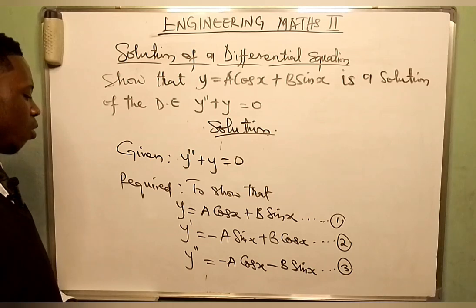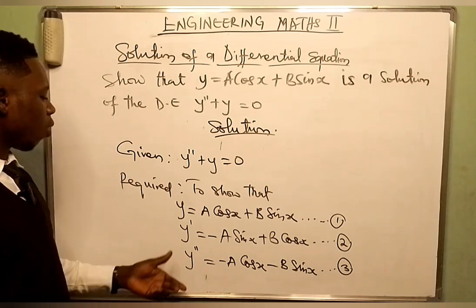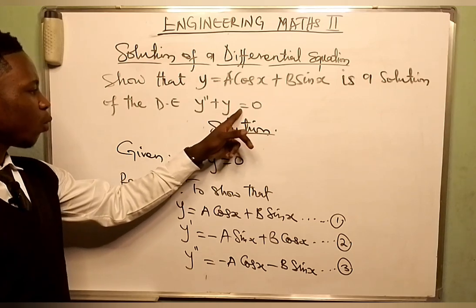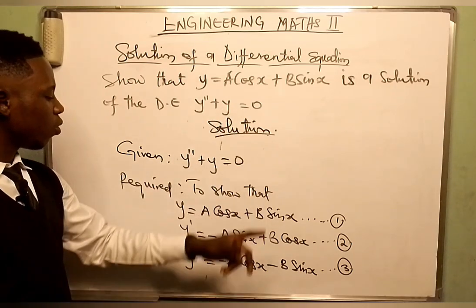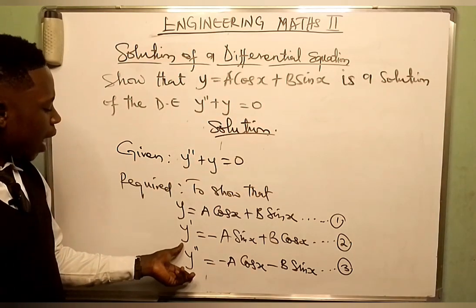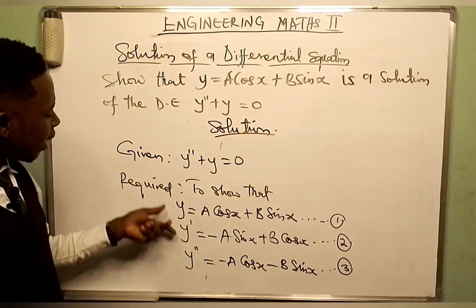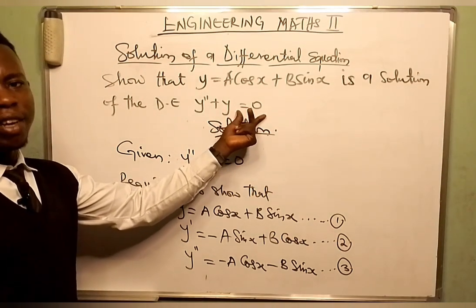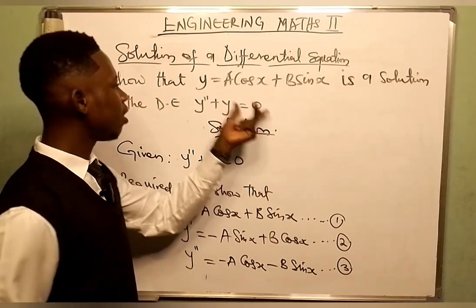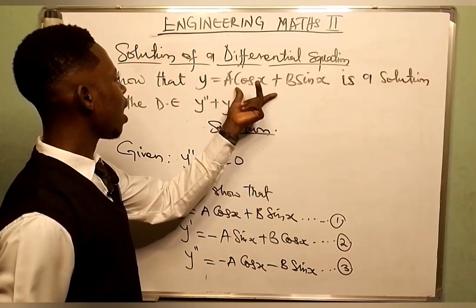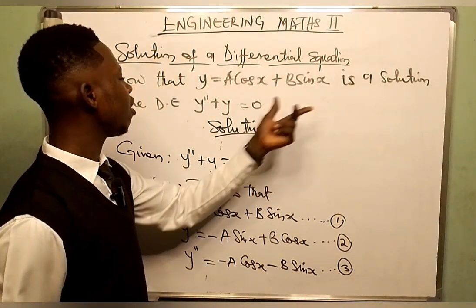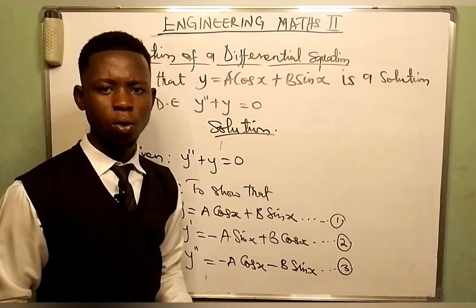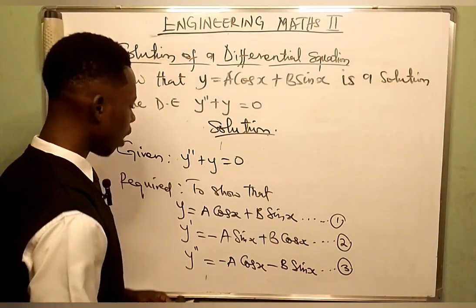Now class, we are asked to show that y prime prime plus y is equal to 0. What we are going to do is carry y prime prime, add it to y, and see if it will give us 0. If it gives us 0, that means this particular function given here is a solution of the differential equation y prime prime plus y equal to 0. Now let us go and do that.